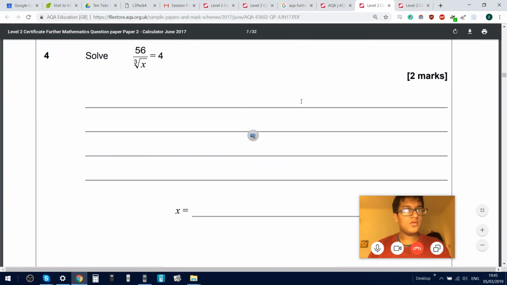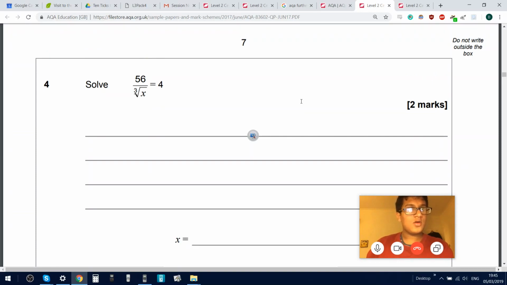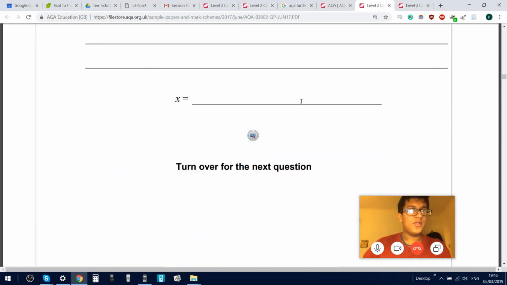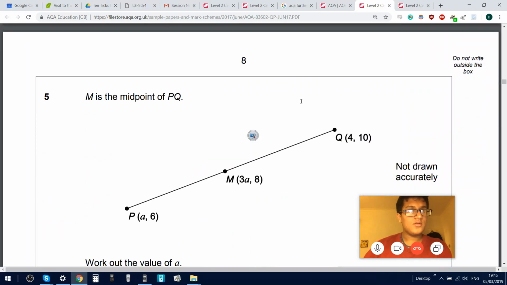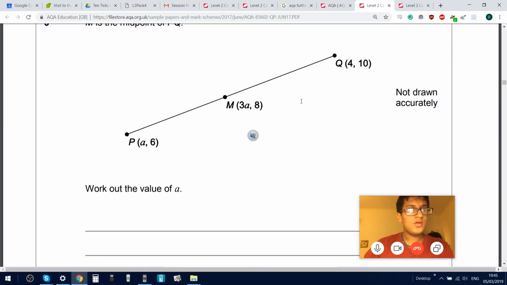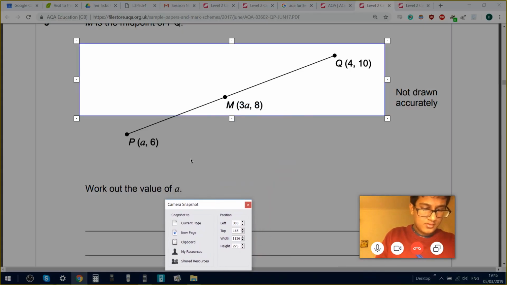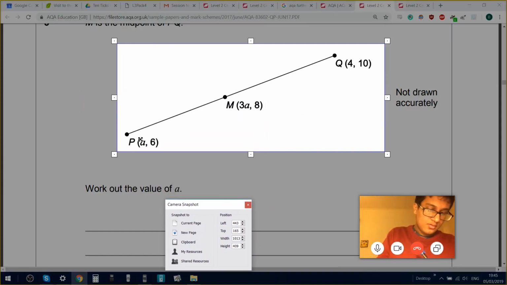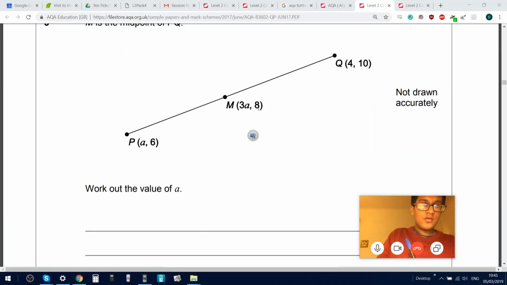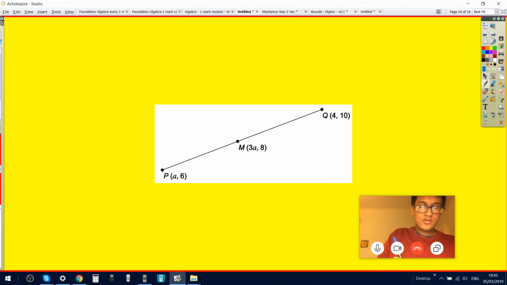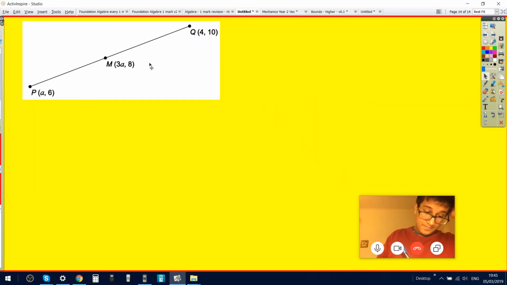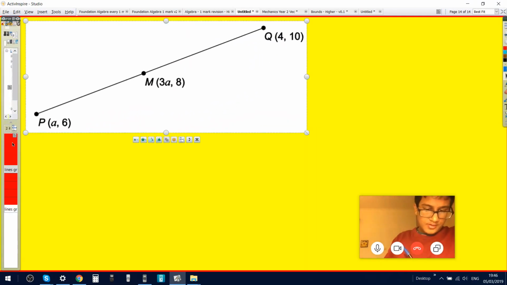3B. Is this worth trying? Root 3. I don't think so. The midpoint. I think you're okay. I'll try this one. Alright. The midpoint is that.